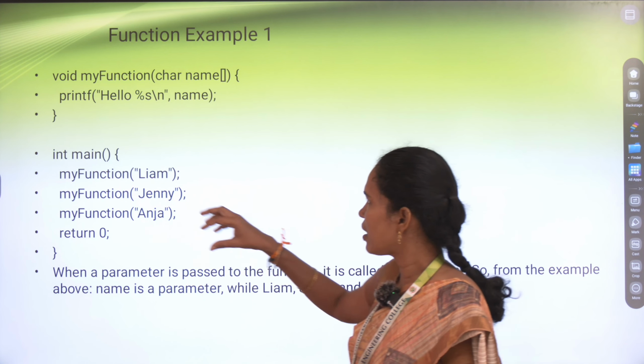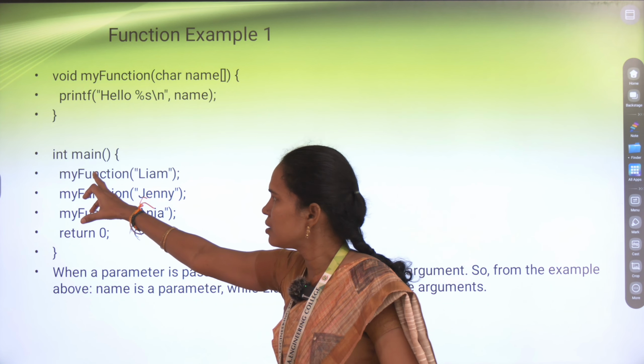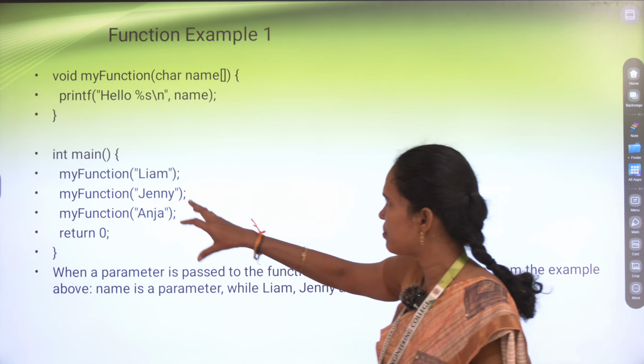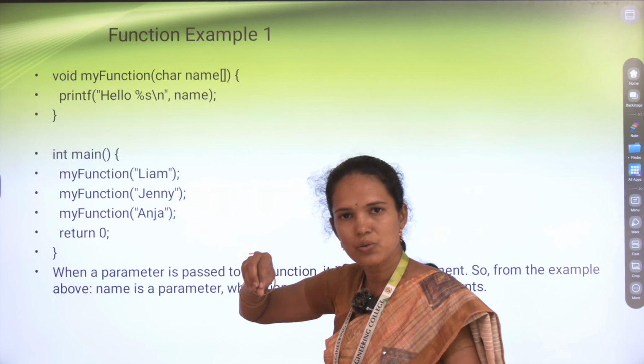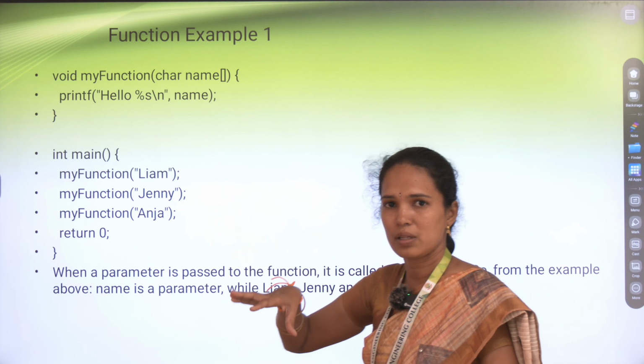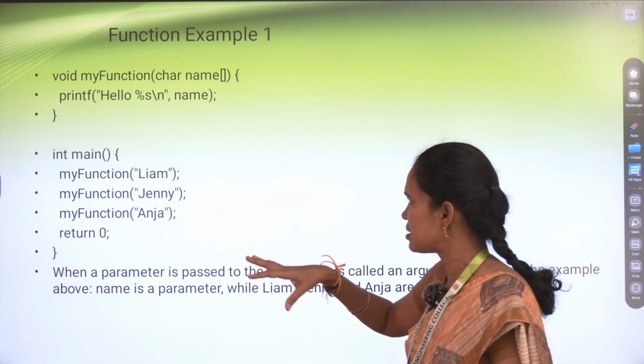See the main function, I have written int. What does it mean? It has to return some integer value. That is the difference. If I am writing void before the function name, then that particular function will return nothing. If I am writing int, then it has to return some integer value. That is the difference.